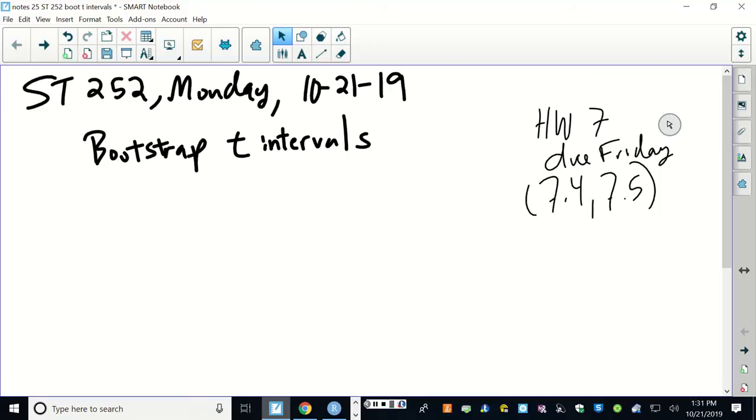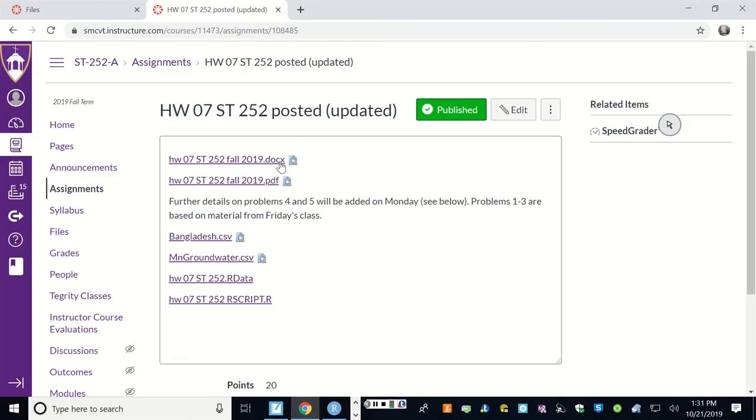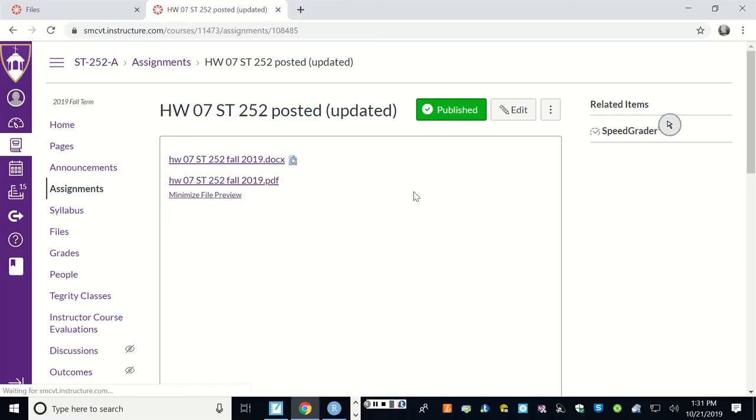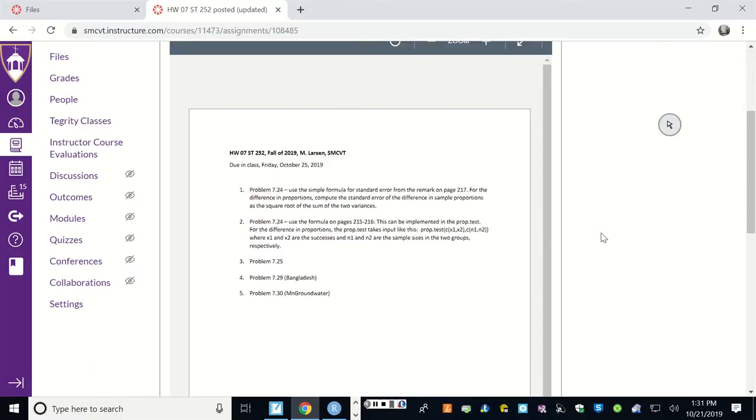Okay, so we're making confidence intervals for different parameters. Today we'll look at the bootstrap T method of making confidence intervals. Homework 7 is posted. There's a few problems that do things on proportions, and a few things that do these bootstrap T intervals.